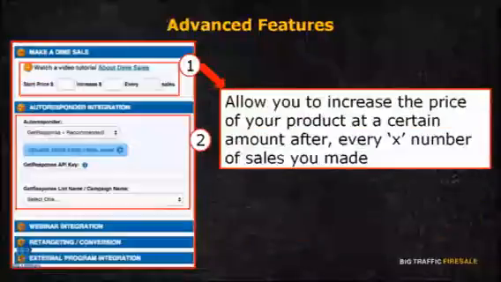In the Make a Dime Sale box, this option will allow you to increase the price of your product at a certain amount after every X number of sales you make. Next is the Autoresponder Integration box. Remember the GetResponse account. This is where your automated respond service will send emails to your subscribers and followers.